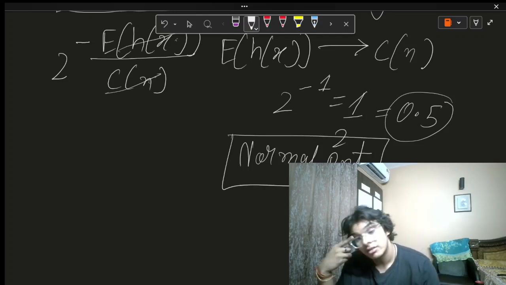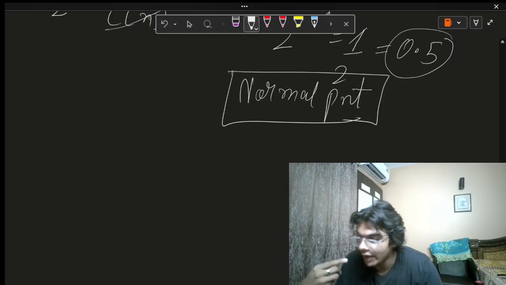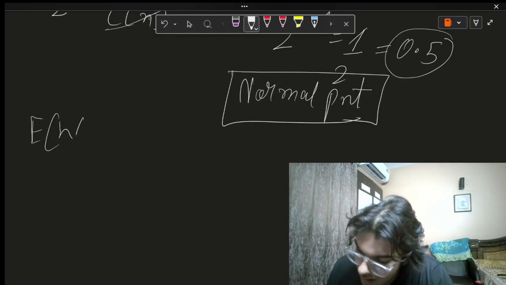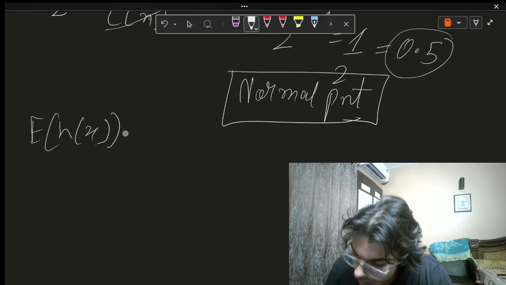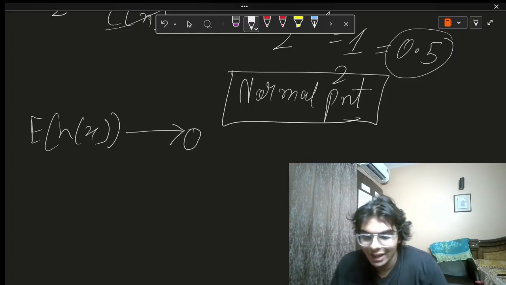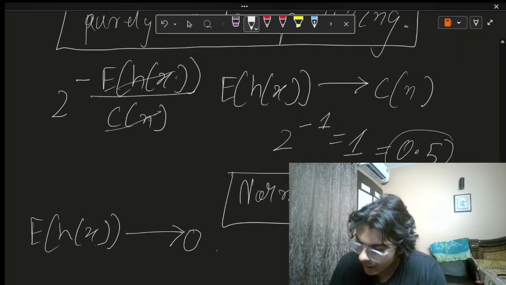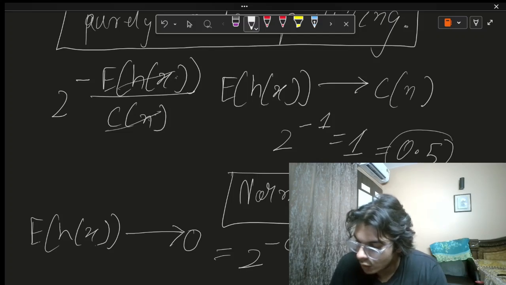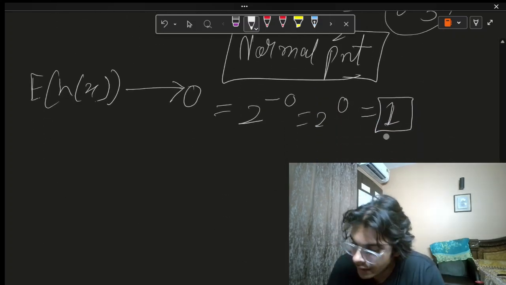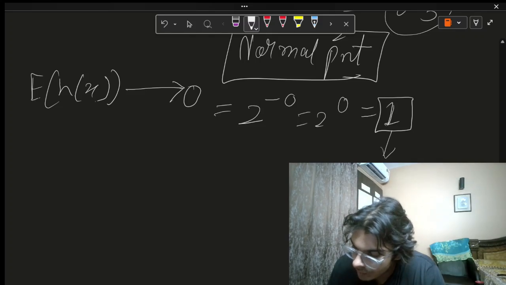Okay, simple. This is case one. This is the middle case. Now for the extreme cases, whenever our expected path length is very, very small, which means our expected path length points to 0. Okay, it is like a very small value. In that case, this formula will basically look like 2 to the power minus 0, which is like 2 to the power 0, which is 1. So the anomaly score of 1 means that it is definitely an anomaly. It is definitely an anomalous point.